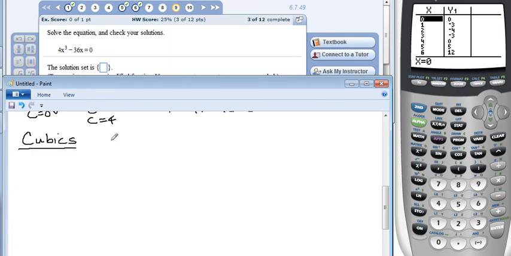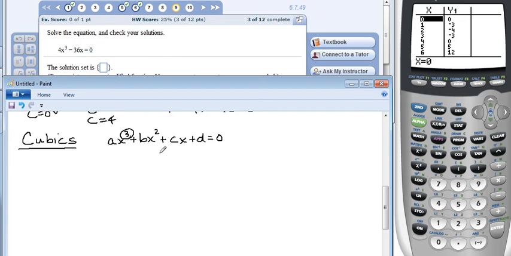Cubics all look like ax cubed plus bx squared plus cx plus d equals 0. They can have up to 4 terms like this. Well, they can have more too, but the highest power is a 3. So really what we're doing is looking for 3 separate answers. Remember on the quadratics, the highest power was 2, so we could have up to 2 answers. Now my highest power is 3, so I can have up to 3 answers.